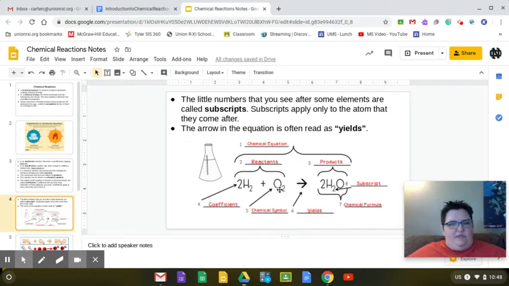Then you've got the chemical symbol. We've been working with those for a long time now. You should know those. That's the O here. And then you've got something new here. This arrow is what's known as yields. It's kind of like your equal sign in math.